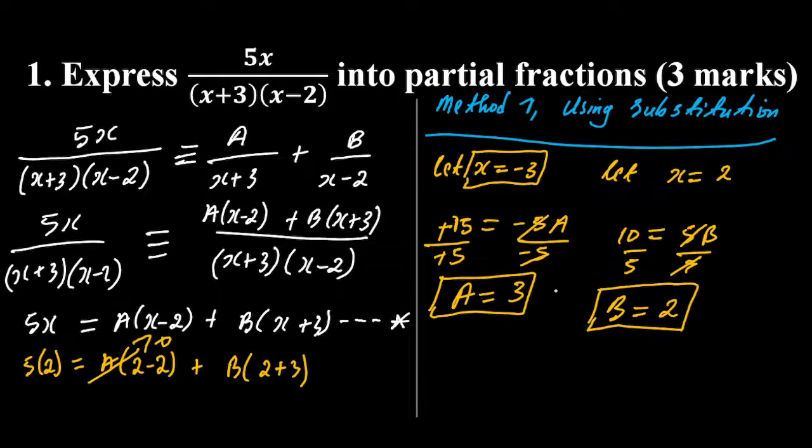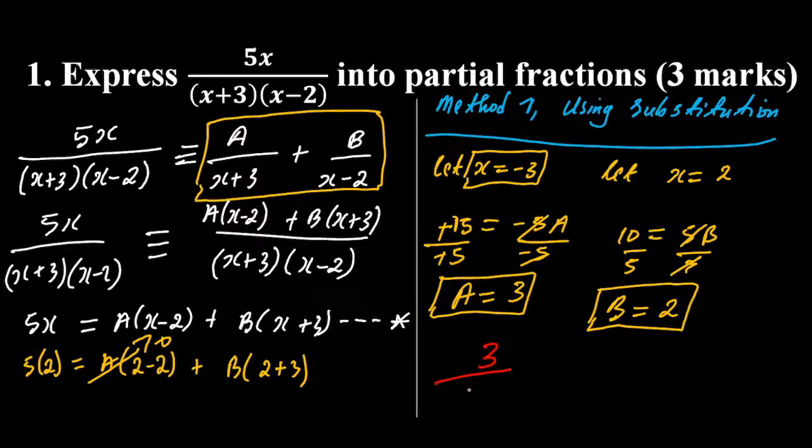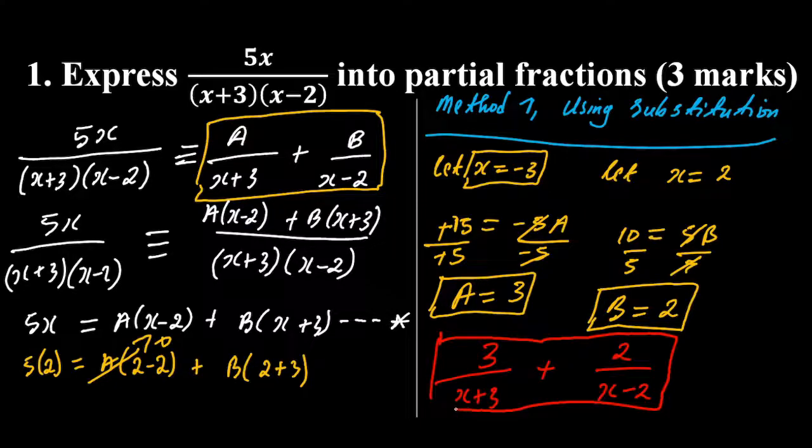So having our value of a and b, to get our partial fraction, we simply substitute it here. So doing that, our a is 3, so we're going to have 3 divided by x plus 3 plus b, which is 2, divided by x minus 2. So this is our partial fraction.